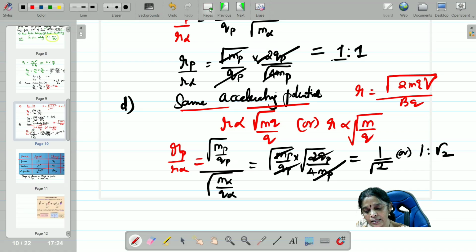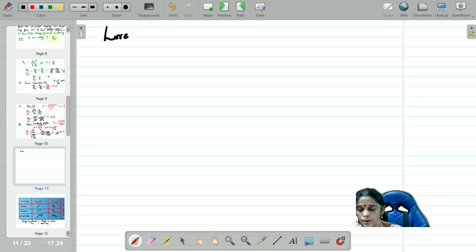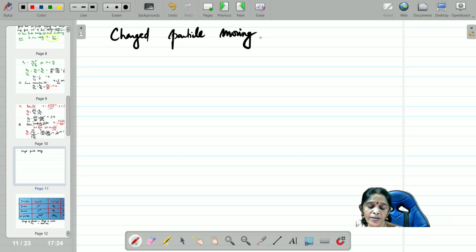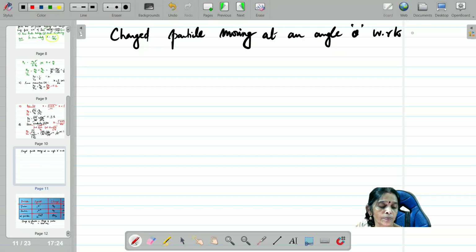So now next, Lorentz force. Magnetic Lorentz force at an angle theta. So now we have seen parallel, anti-parallel, then we have seen perpendicular. So now we are going to see at an angle theta. Charged particle moving at an angle theta with respect to uniform magnetic field.